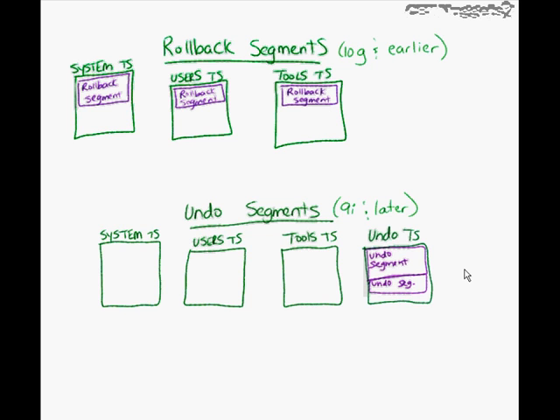Now with undo segments, we just let Oracle manage it all for us, and we just say, hey, here's our undo table space. You manage everything except for the sizing. And Oracle even gives us a nice little tool called the Undo Advisor to give us hints on how to size it. So it's going to save you a lot of time as a DBA.